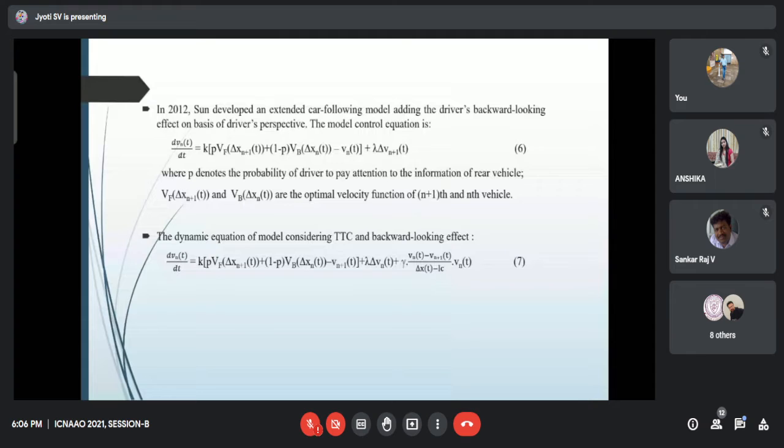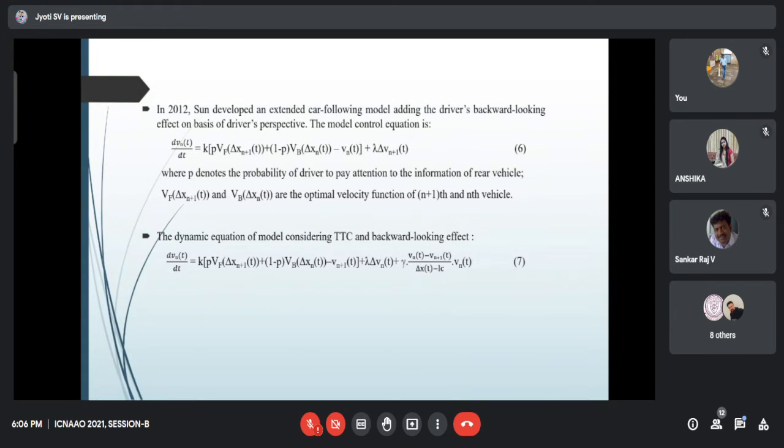In 2012, Sun developed an extended carpooling model, adding the driver's backward-looking effect on the basis of the driver's perspective. The model control equation of the backward-looking effect model is dv_n(t)/dt = k[p V_f(Δx_{n+1}(t)) + (1−p) V_b(Δx_n(t)) − v_n(t)] + λΔv_{n+1}(t), where p is the probability of the driver paying attention to the information of the rear vehicle. V_f(Δx_{n+1}(t)) and V_b(Δx_n(t)) are the optimal velocity functions.